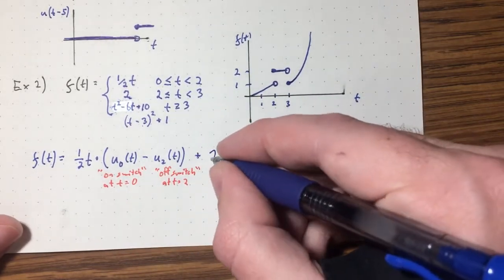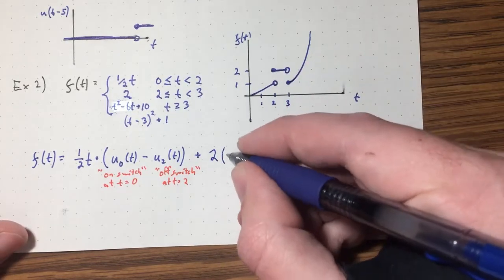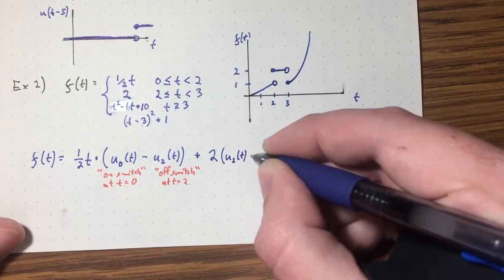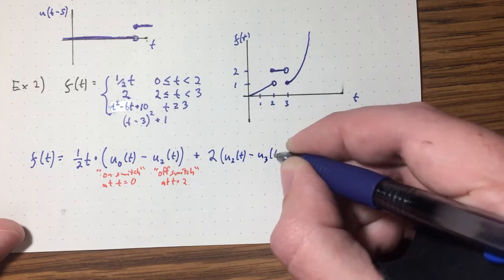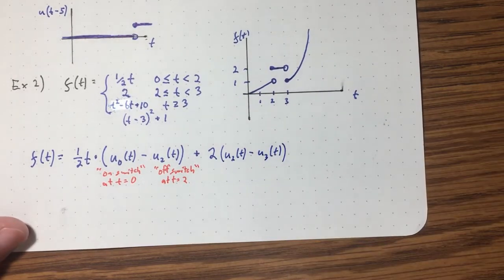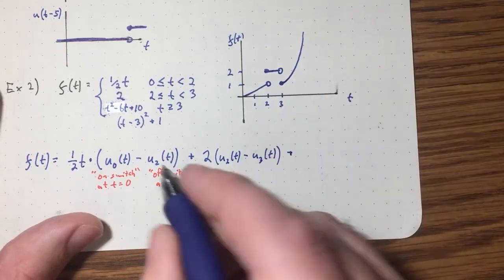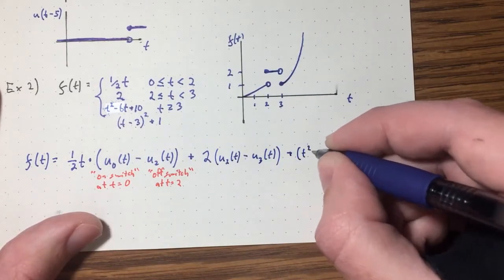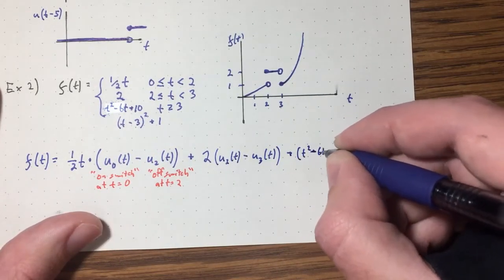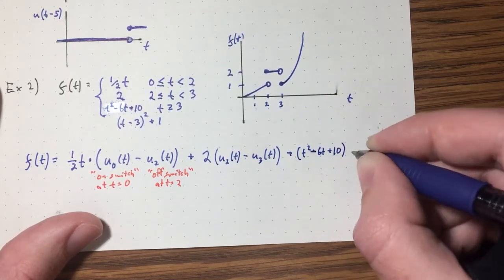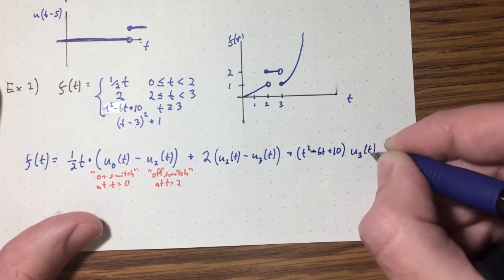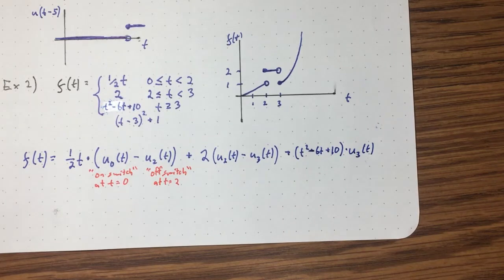So now I want the function 2, and I want to turn it on at t equals 2. And I want to turn it off at t equals 3. And this is how I do it. Okay? And then I want the parabola, so I want this one, t squared minus 6t plus 10. And I want to turn that on at 3, and then just leave it on. So there we go. That's my function f of t expressed only in terms of these Heaviside functions.